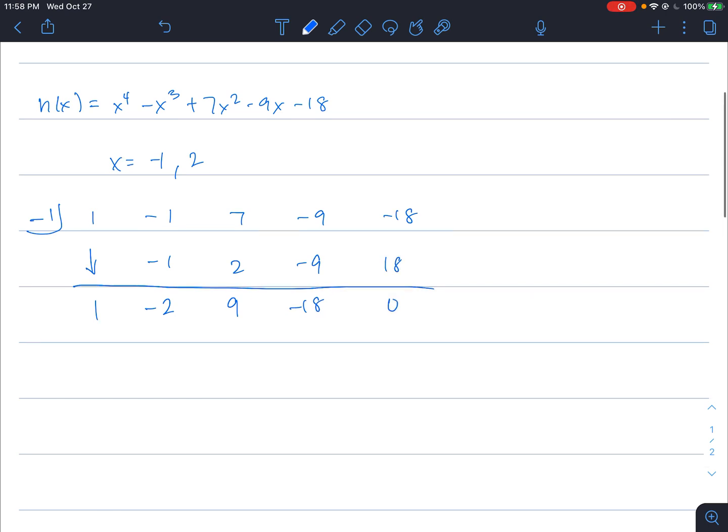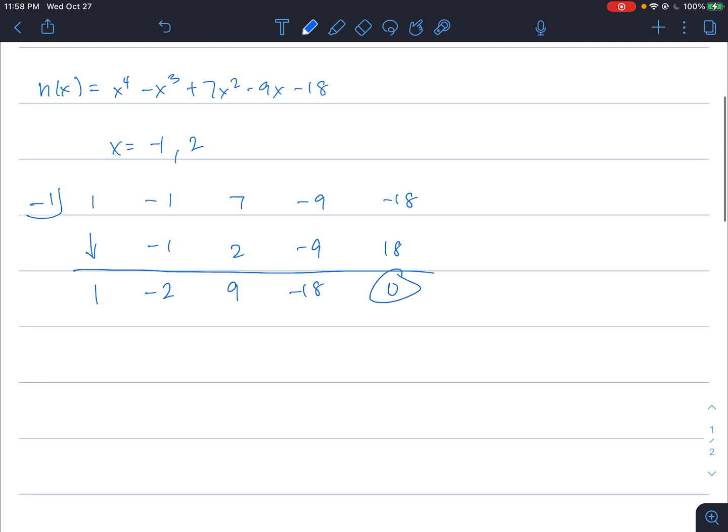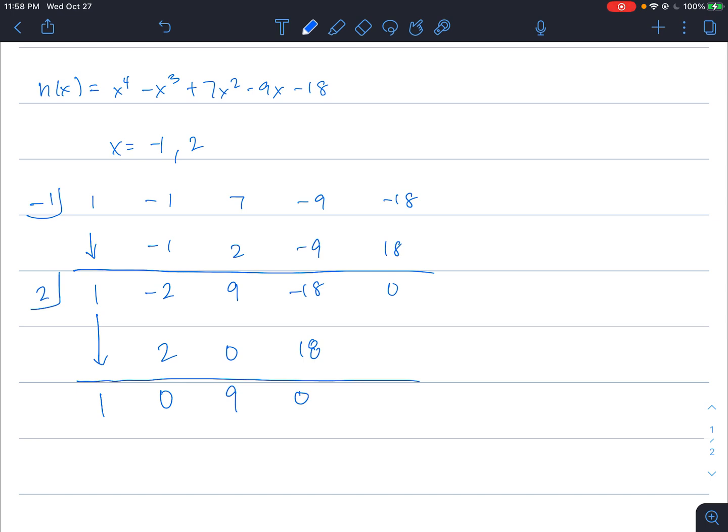So that looks a lot better. That's what I should expect to get. And then I'm going to divide one more time using 2. So I'll drop the 1. 1 times 2 is 2. That gives me 0. 2 times 0 is 0. Added together, that's 9. That's 18, and I get 0.